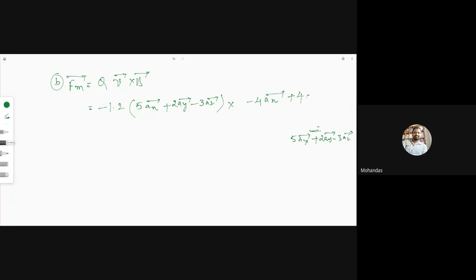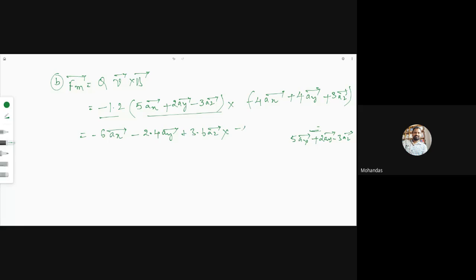Now see here, multiply minus 1.2 with this velocity vector, then you will get 5 into 1.2, that is 6, so already there is a minus: minus 6 AX, minus 2 into 1.2, 2.4 AY, and minus 1.2 into minus 3, you will get plus 3.6 AZ, cross the B vector: minus 4 AX plus 4 AY plus 3 AZ.